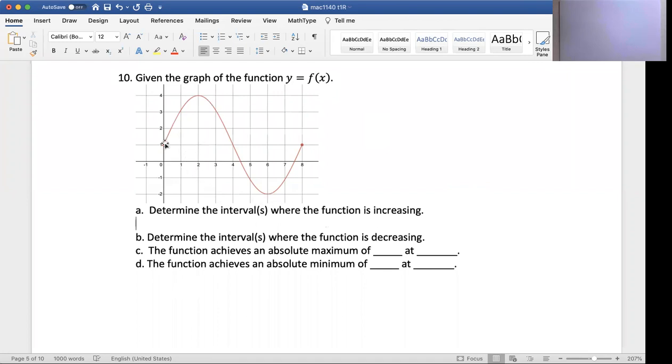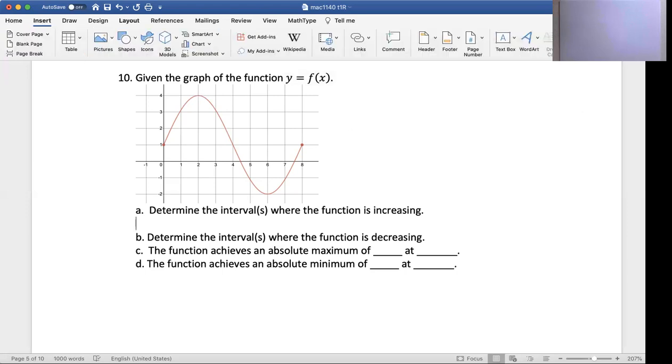Is it rising? So you'll see it starts here, it rises, it rises, it rises until it gets to there, and then boom, it starts to fall. So you look at the x values. The x value here starts at 0 and it ends at 2. So that's the first place where it is rising.